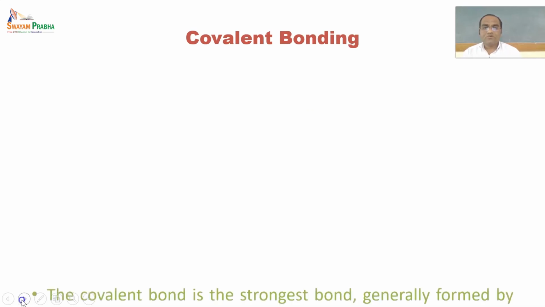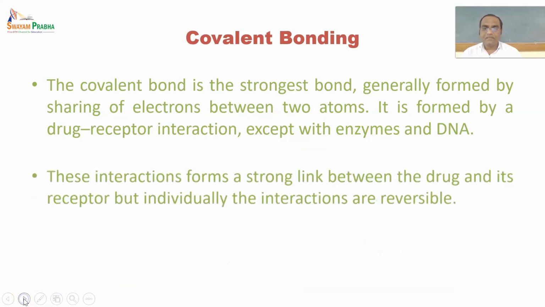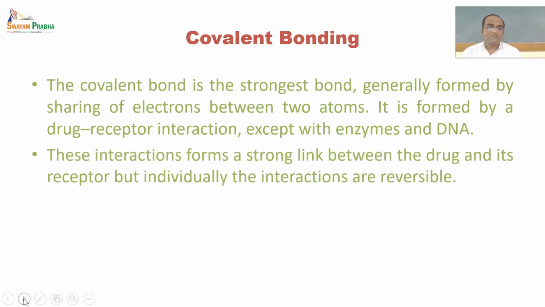So we'll see the first one, covalent bonding. Covalent bonding is the strongest bond, generally formed by sharing of electrons between two atoms, and it is formed in drug receptor interaction except with enzymes and DNA. This is one of the strongest bonds, formed due to sharing of electrons. This interaction forms a strong link between drug and its receptor, but individually the interactions are reversible. So it can be reversed; it is not irreversible.